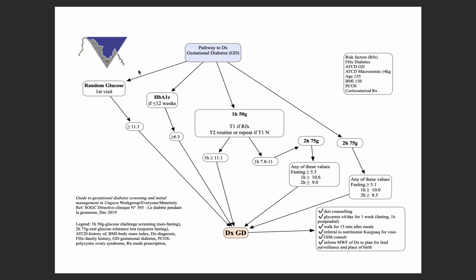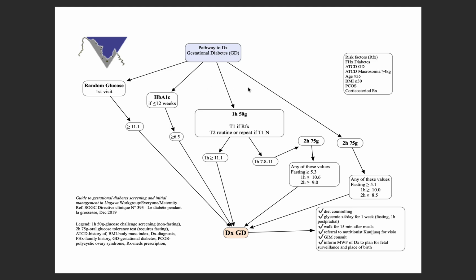So our first step when we first see a woman is we always draw a random glucose. And if it's less than 12 weeks, we can do an HbA1c. And if the random glucose is over 11 in that little snapshot that we caught her at in that moment, or if her HbA1c is over 6.5, then we automatically diagnose her as having gestational diabetes and we start to manage the case. We don't need to do any further testing to verify or rule out gestational diabetes. She just goes directly to a diagnosis of gestational diabetes.